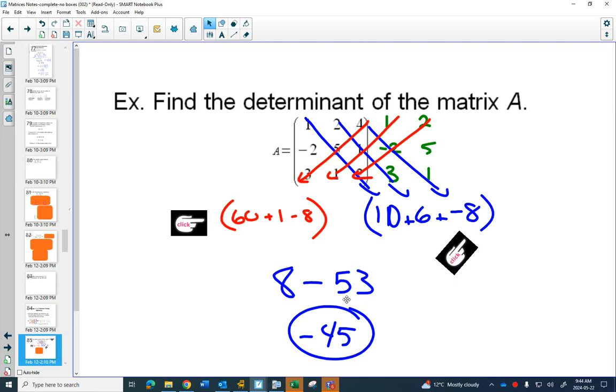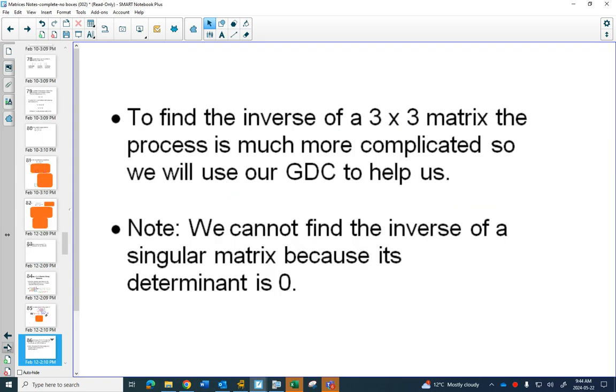But for 3 by 3s, this will always be on a calculator part of your test, where you now can use your calculator. You would enter this matrix into your calculator and use the inverse button on your calculator. So it's that easy with 3 by 3s.